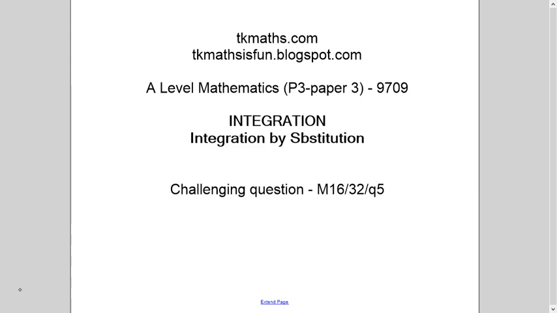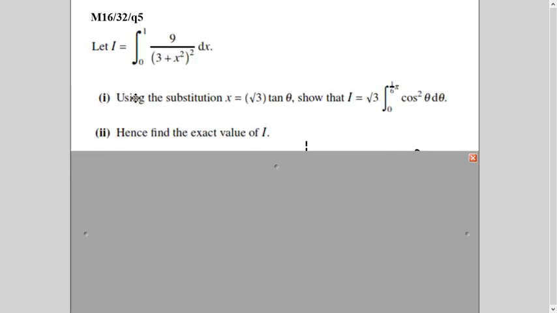So let's begin with the question. This integral is given to you, 9 divided by 3 plus x squared dx, and the substitution given to you is root 3 into tan theta. So you have to do this substitution and bring it into this form. If you notice here, things were in x here and they are in theta here, right? And the second part is, after proving this, you will integrate it.